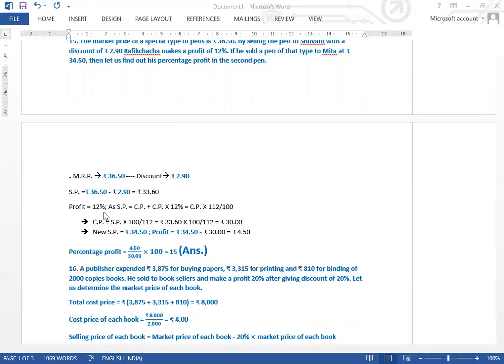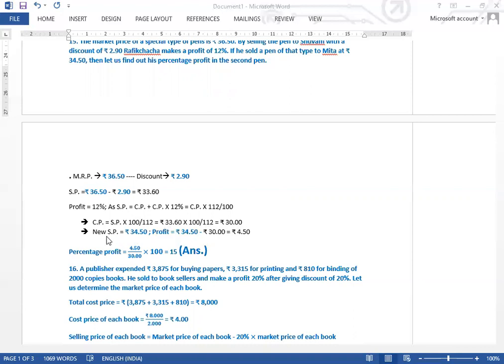So profit is 12%, doing by the same procedure as the previous sum. SP will be CP plus 12% of profit. So that gives you CP into 112, cross multiply it. So CP becomes SP into 100 by 112. Put the value of SP as 33 rupees and 60 paisa. So you see that 112 into 3 is 336. So that's why it gives 30 rupees as the CP.